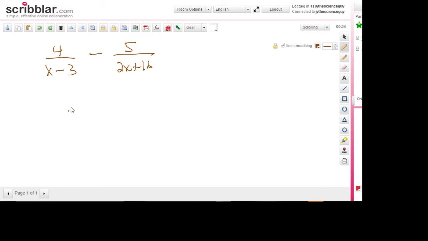Okay. So whenever you're trying to combine two fractions together, I'm going to show it to you in regular numbers.